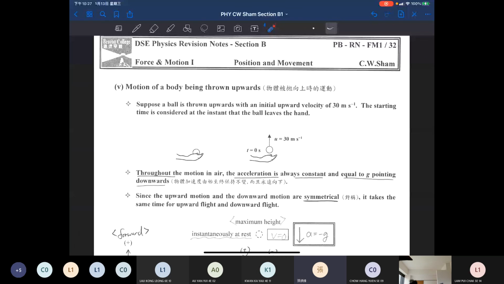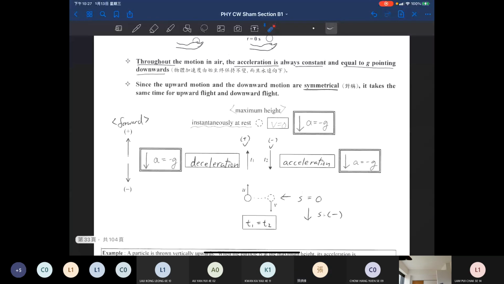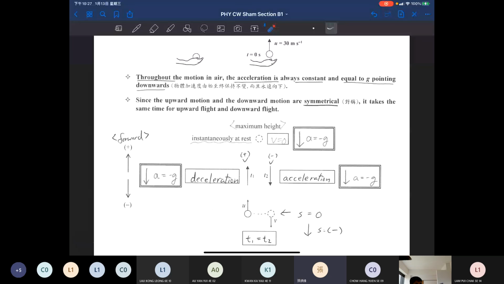When it is moving upward, it is originally moving upward with an initial velocity. In the whole process, the acceleration due to gravity is pointing downward. Therefore, for the first part, it is decelerating. Then when it meets the maximum height, it is momentarily at rest. This is very important because even though it is momentarily at rest, the acceleration is still pointing downward. And for the last part, it is accelerating downward.